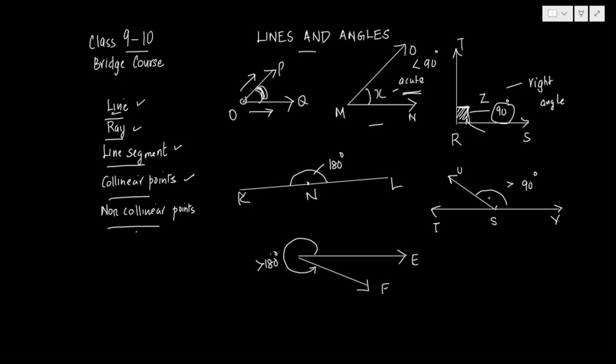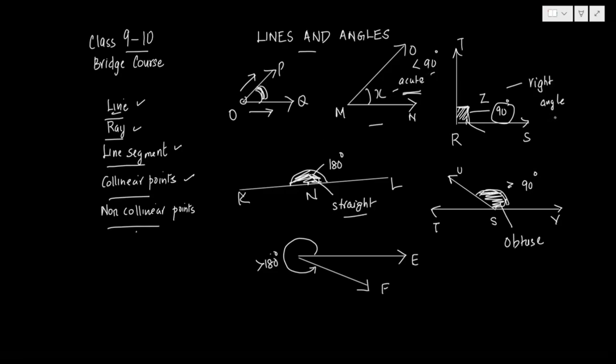What if an angle is greater than 90 degrees? Like if you take this example here, USV, this angle is greater than 90 degrees. This is called an obtuse angle. Obtuse angle, greater than 90, and an angle which is equal to exactly 180 is called a straight angle.